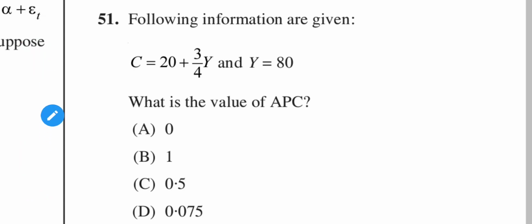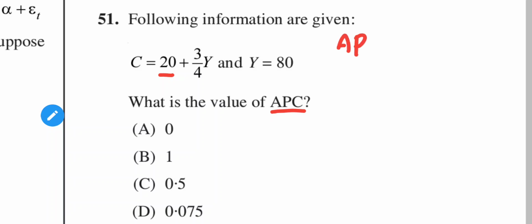In this video, we will learn how to find out the average propensity to consume. The question is, the following information is given: consumption is equal to 20 plus 3/4 y, and we need to find out the APC when income is equal to 80. Okay, so what is APC?